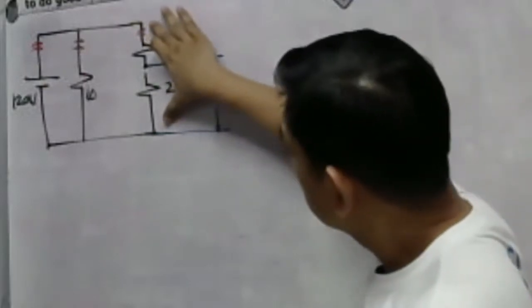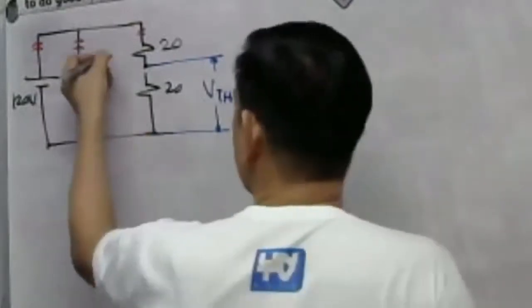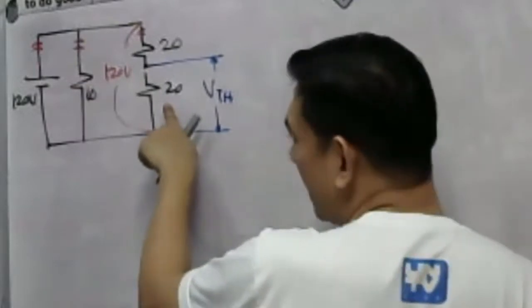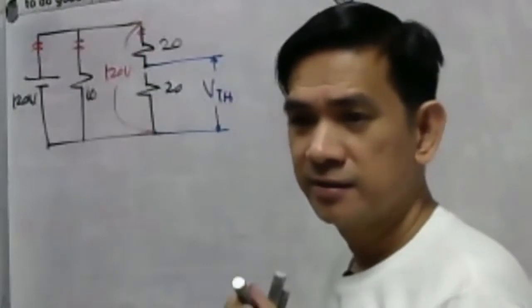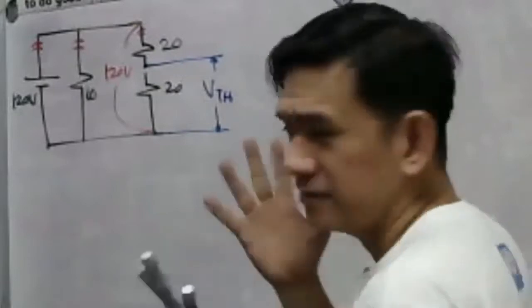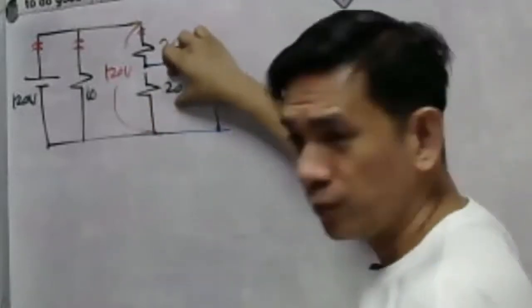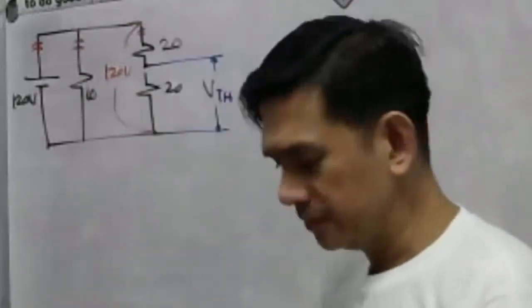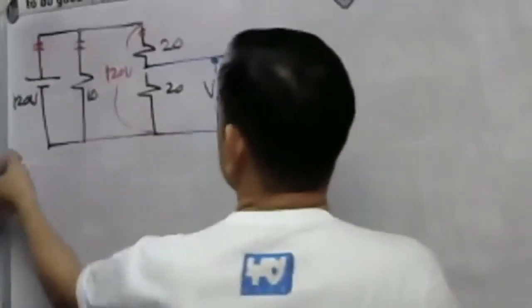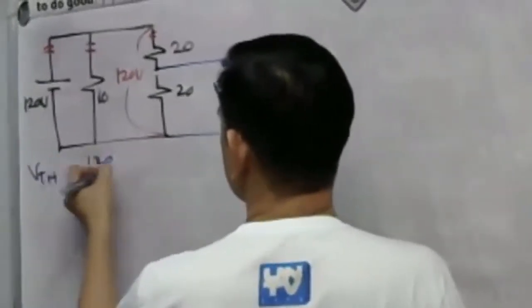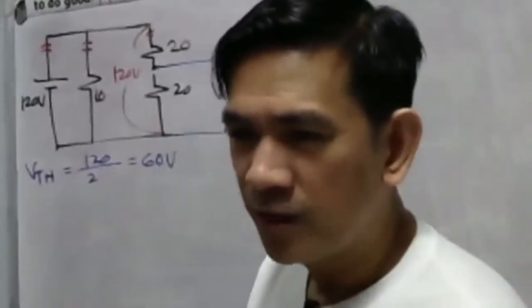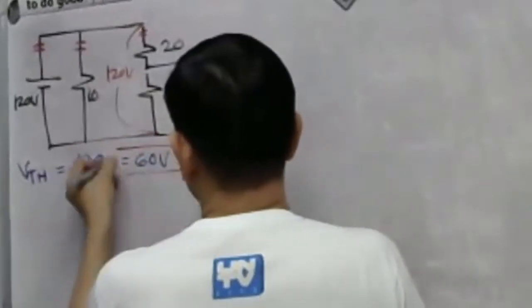But the question here is the VTH. If the voltage here is 120 volts, and we have 20 and another 20, meaning they will divide the voltage equally. Or we can use here the voltage divider theorem, or just simply a bit of common sense. This is 20, this is also 20. So, ibig sabihin, this will divide the 120 volts into halves. Exactly one half. So, therefore, our VTH is simply equal to 120 divided by 2. So, that is 60 volts. Okay? Did you get that? Nakuha ba? Okay. 60 volts also.